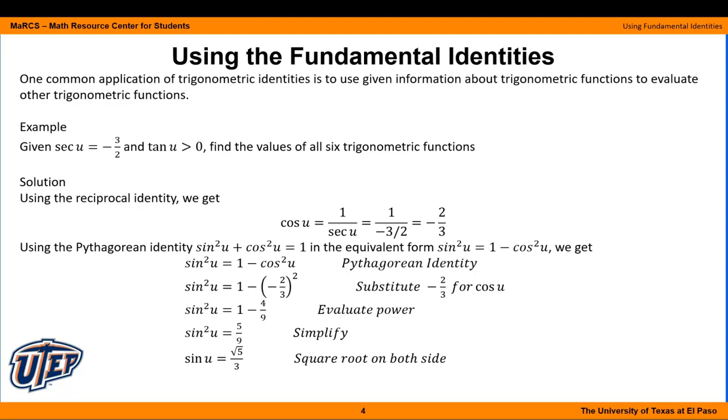Next, we use the Pythagorean identity to find sine. Substituting the value of cosine into the identity allows us to solve for sine squared. After simplifying, we find that sine is either positive or negative square root of 5 over 3. At this point, we must determine which sign is correct. That's where the quadrant information becomes important, which we'll discuss in the next slide.